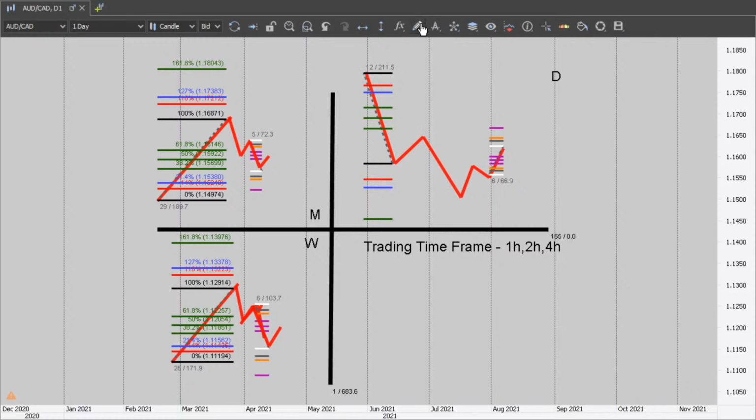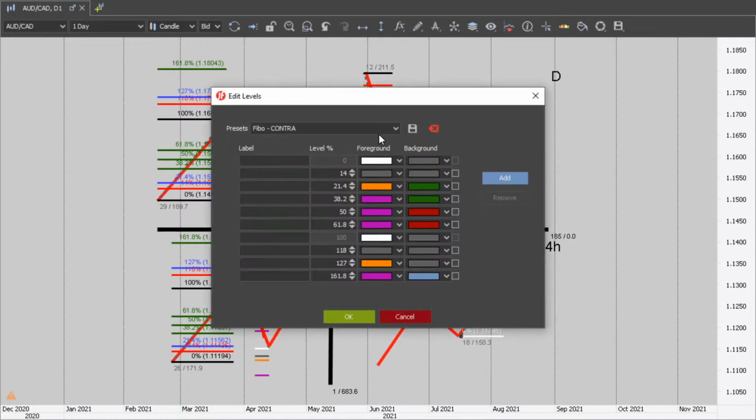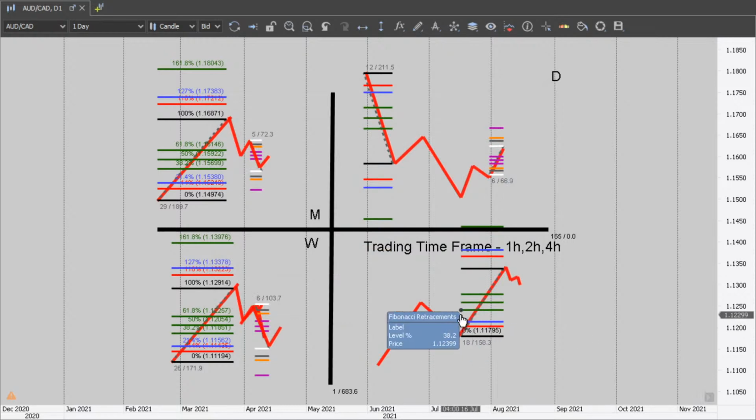And on the 1 hour, 2 hour, 4 hour chart, everybody, we are going to have something like this. Make sense? And of course this is going to be the original one. Edit levels, original one, Fibonacci original one.